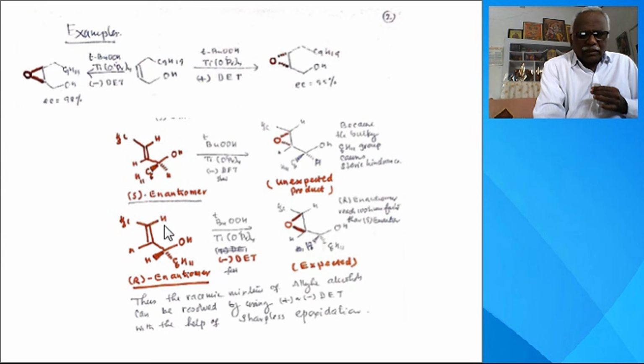So if you take the S enantiomer and R enantiomer mixture in equal amounts, only the R enantiomer reacts fast with this reagent, whereas the S enantiomer is left unreacted. In this way, Sharpless epoxidation is used to separate the enantiomers from the racemic mixture.